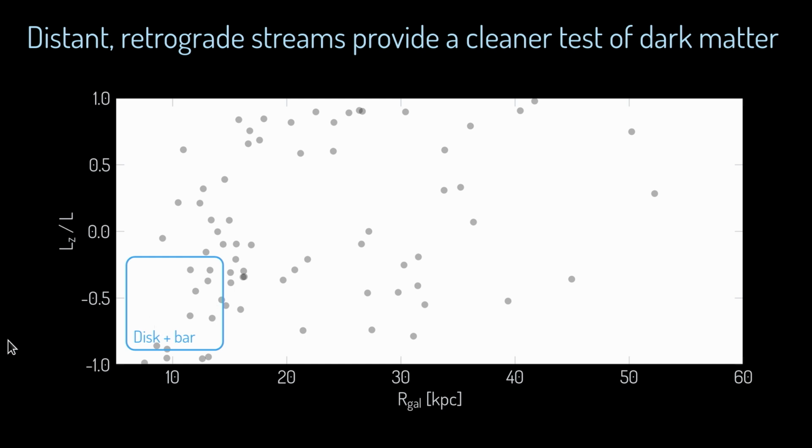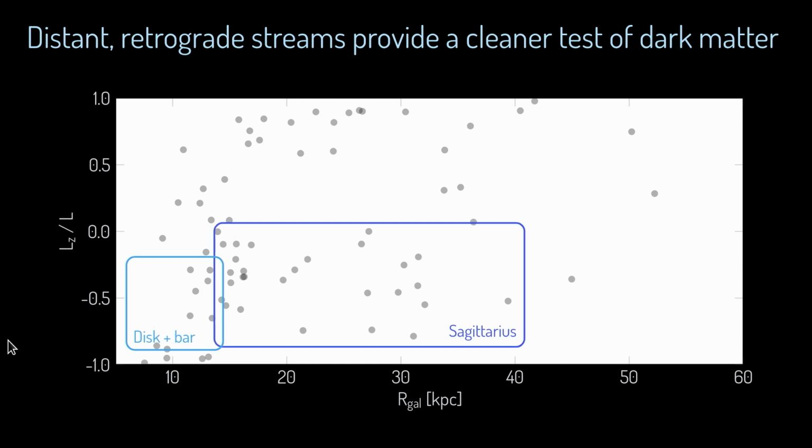There is another perturbation here from a massive dwarf galaxy, Sagittarius. So you can see that there are a number of streams that could be affected by other processes than dark matter. However, we think that streams that are orbiting in the opposite direction from the Milky Way disk, so in this upper half of the plot, and especially those at larger distances, would be more immune and a cleaner test of dark matter.